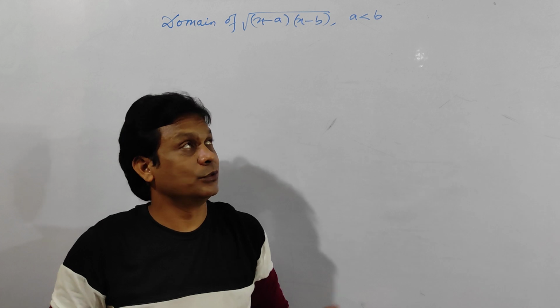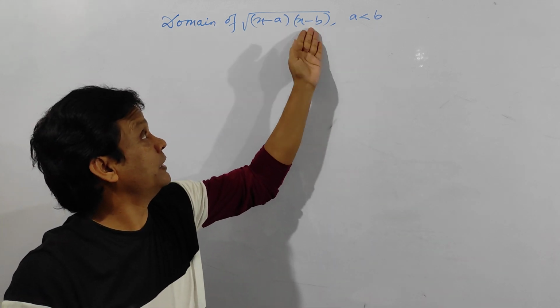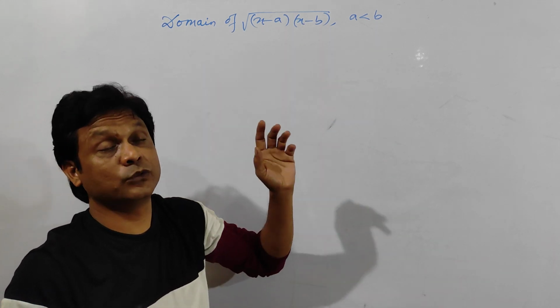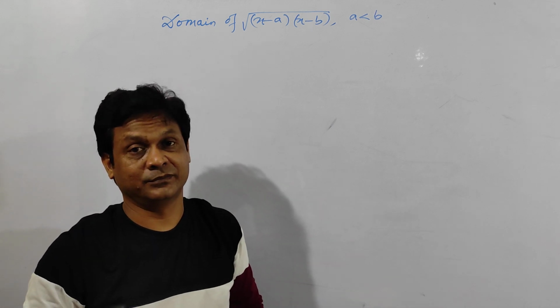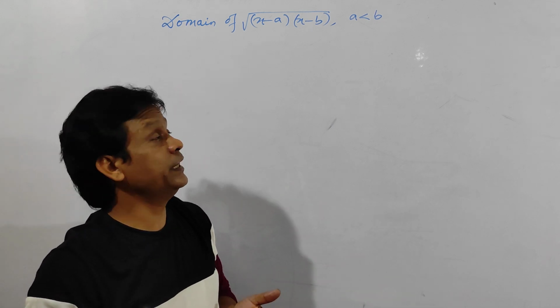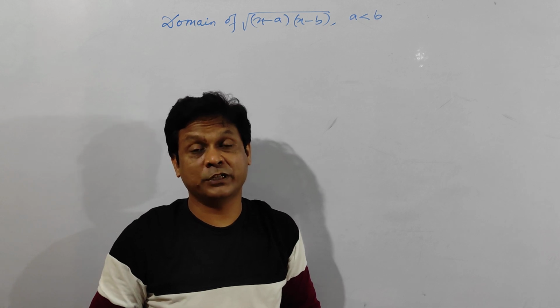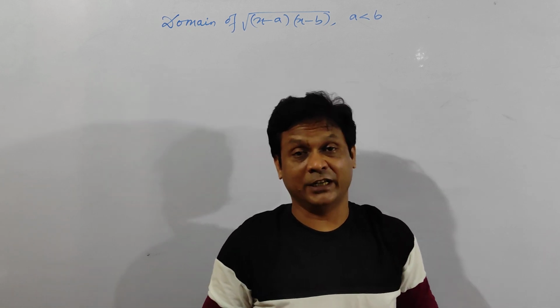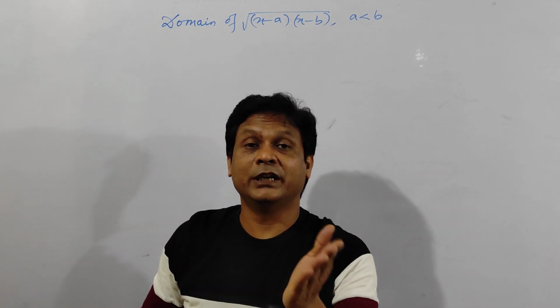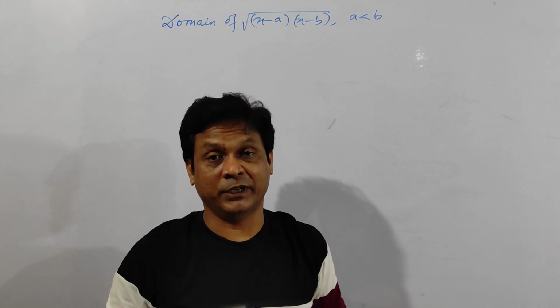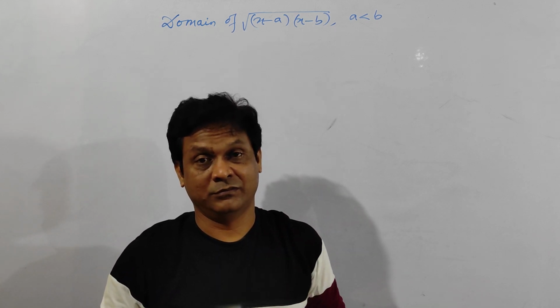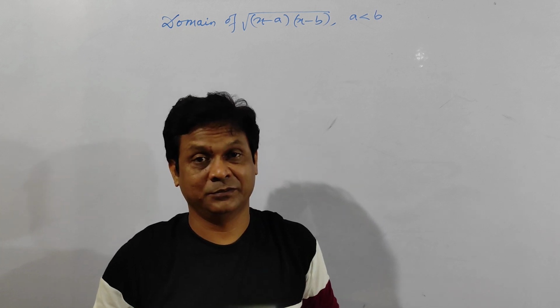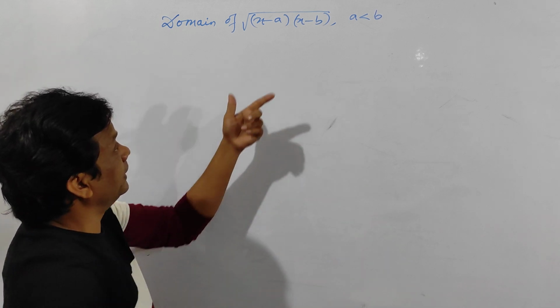Clear? So you should see what the question is, and in which form it is: whether the sign of x square is positive or negative, and whether a is less than b or a is greater than b. That should be kept in mind. Clear? See here, it is in the numerator.